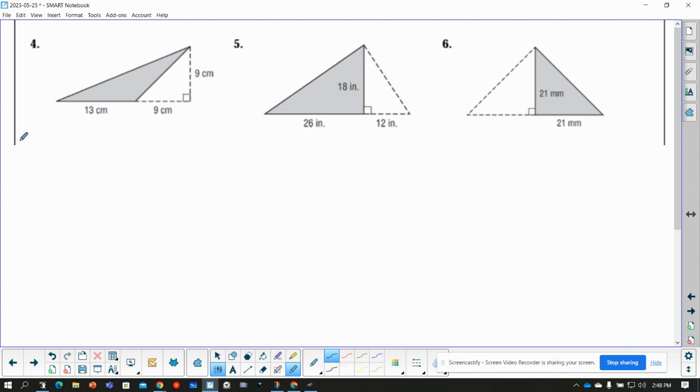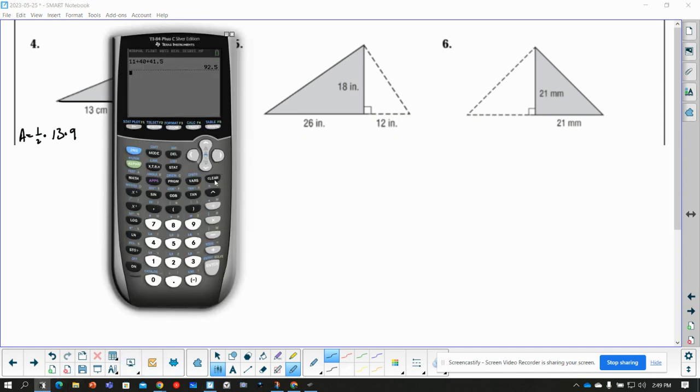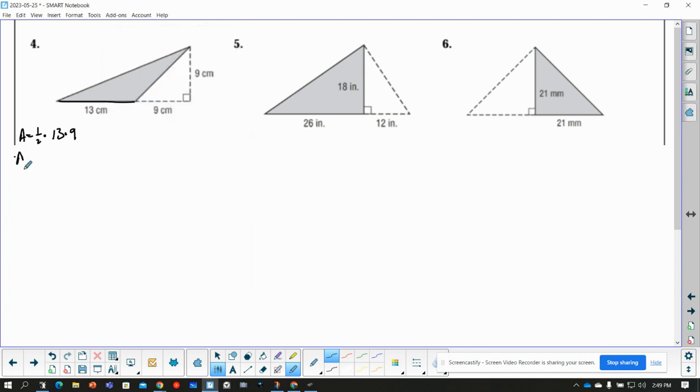So let's find the area of this first one here. Area equals 1/2 times the base, 13, times the height, which is this 9 right there. So 1/2 times 13 times 9 is going to be the area. Pull up my calculator here. 0.5 times 13 times 9 equals 58.5. So the area of this is 58.5 centimeters squared.